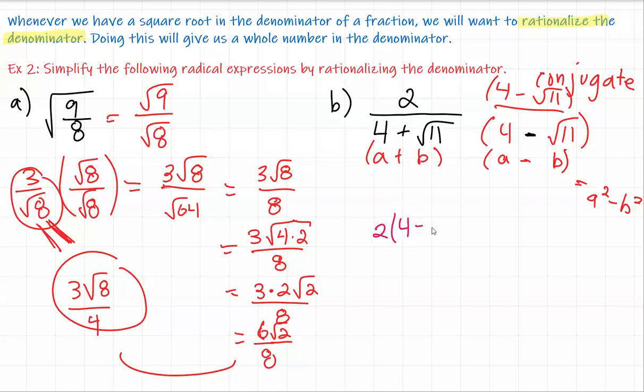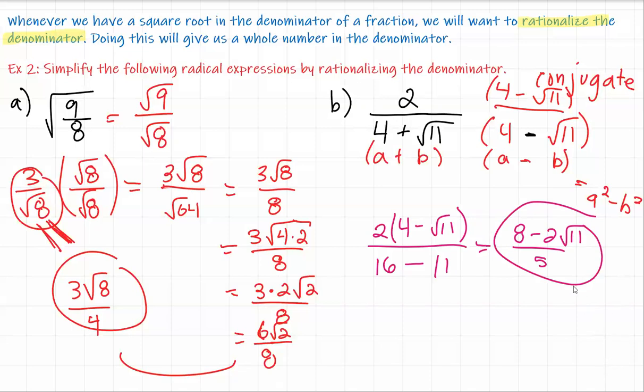2 times 4 minus rad 11 in my numerator. Denominator, A is 4, so 16. B is square root of 11. Square root of 11 times square root of 11 is 11. So minus 11. And we just avoided doing distribution. Good for us. Simplify, simplify, simplify. Distribute our 2. We get 8 minus 2 rad 11 over 16 minus 11. That's 5. There is our rationalized quantity.